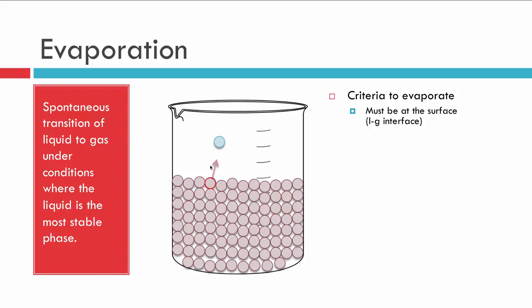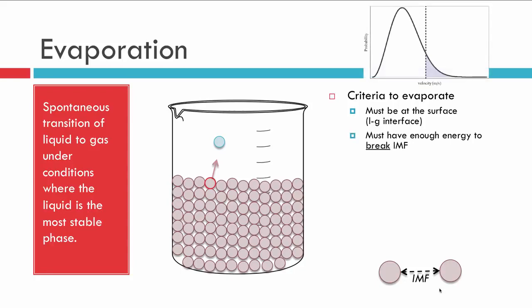What else might be a condition to evaporate besides being at the interface? If we think about these molecules, any of the molecules inside the container that are liquid are held together with intermolecular forces. Those intermolecular forces have to be broken to become a gas, because in the gas phase, those intermolecular forces barely interact with the molecules and don't hold them close together. Therefore, we must have enough energy to break our intermolecular forces.